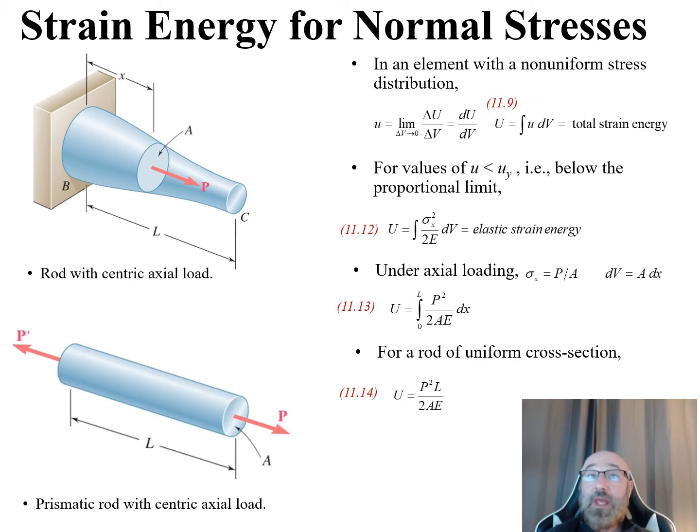So now if we're within the proportional limit and our value of u is less than u sub y, we then have our governing equation 11.12 in our textbook, where our elastic strain energy, our U, is equal to the integral of our sigma x squared all over 2 times our modulus of elasticity dV.